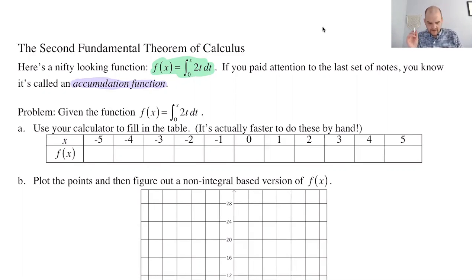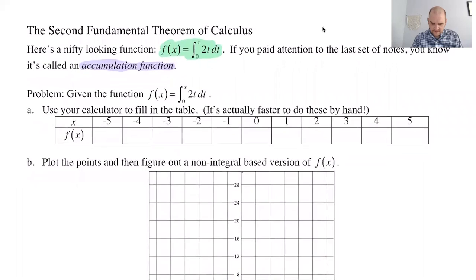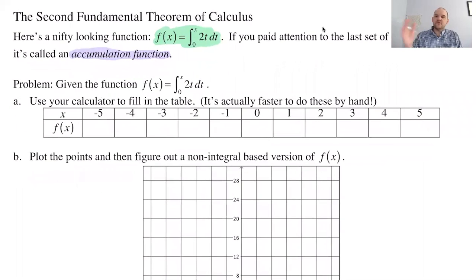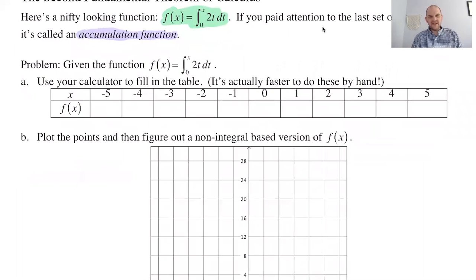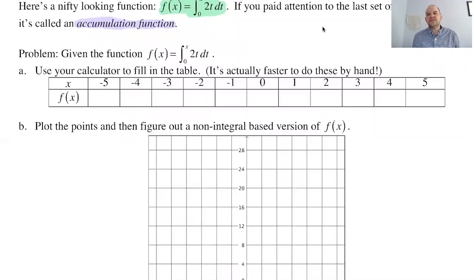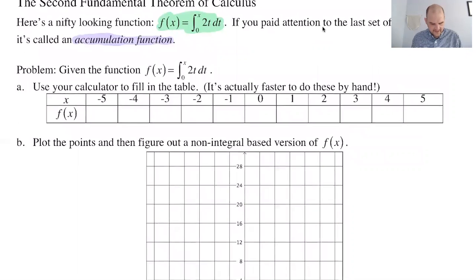So let's see if we can get rolling on this. An accumulation function has a definite integral in it somewhere. They're pretty neat. They might actually be my favorite types of functions because it feels like you can do anything with them. So let's see if we can fill this in. Given the function, use a calculator to fill in the table. It's actually faster to do these by hand, which it actually says here.